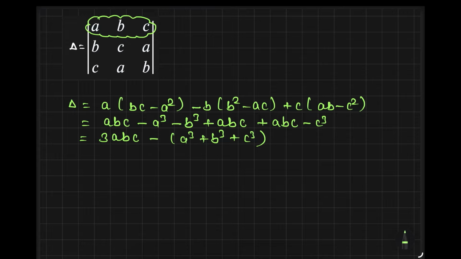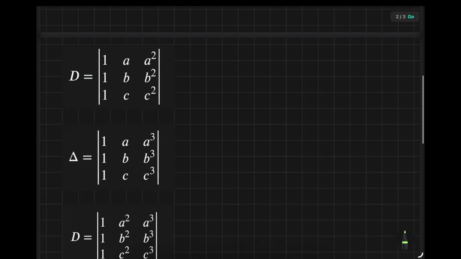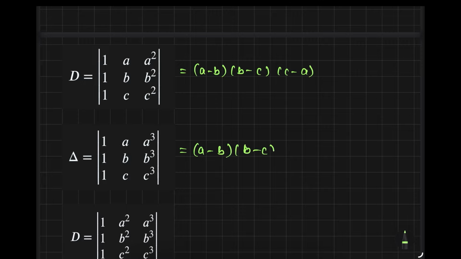Now till this time, we have certain important determinants which we have memorized. The first one was what? 1, a, a square; 1, b, b square; 1, c, c square. So it is (a minus b)(b minus c)(c minus a), correct? Then we have 1, a, a cube; 1, b, b cube; 1, c, c cube, and we found its value to be (a minus b)(b minus c)(c minus a)(a plus b plus c).